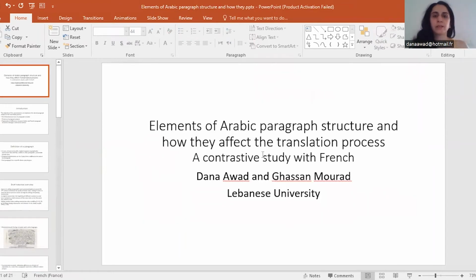The title is Elements of Arabic Paragraph Structure, How They Affect the Translation Process. A contrastive study with French is a small part of a project that I am working on. I did this presentation in collaboration with Ghassan Mourad, who also shared his findings, especially about the history of the highlighting of different sections in Arabic manuscripts.